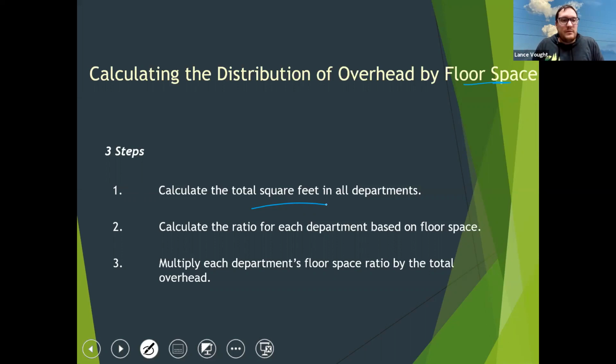And then to do that, you multiply the total overhead costs, like the electric bill and the usage and the insurance and stuff, and multiply that by each department to determine how the overhead is distributed in terms of dollars.